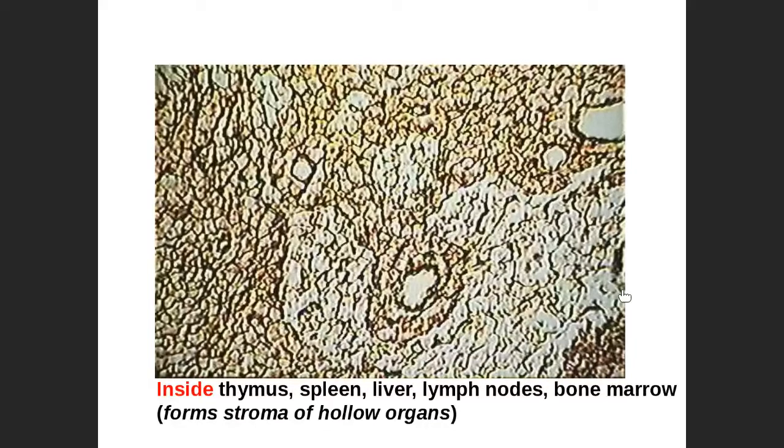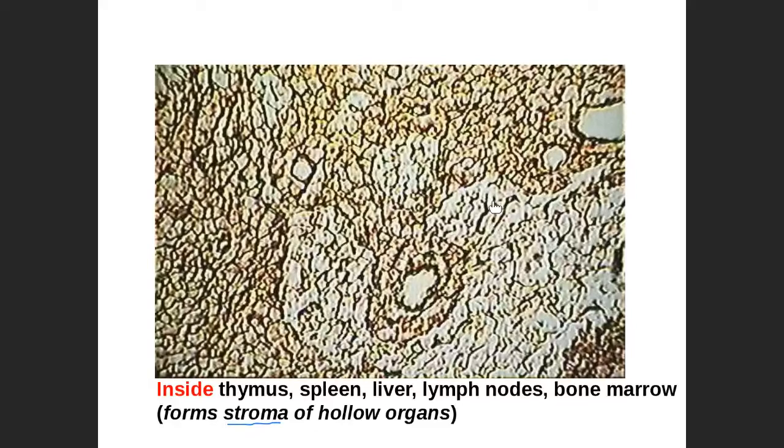So we use this term stroma. The reticular tissue forms the stroma of the hollow organs in your body. And basically, the stroma is all these little compartments here. You'll have different varying types of cells or tissue located inside of those stroma.